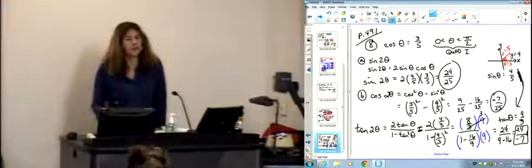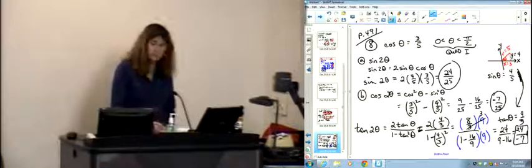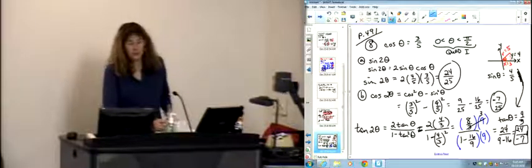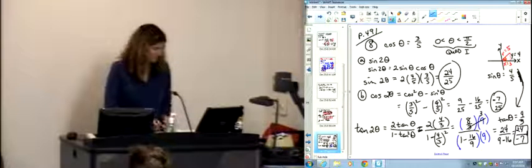These formulas are not too bad for the double angles, are they? Not too bad. Any questions about those so far? We need to look at the half angle formulas, though. They're a little bit more involved. So let's go over to the half angles.